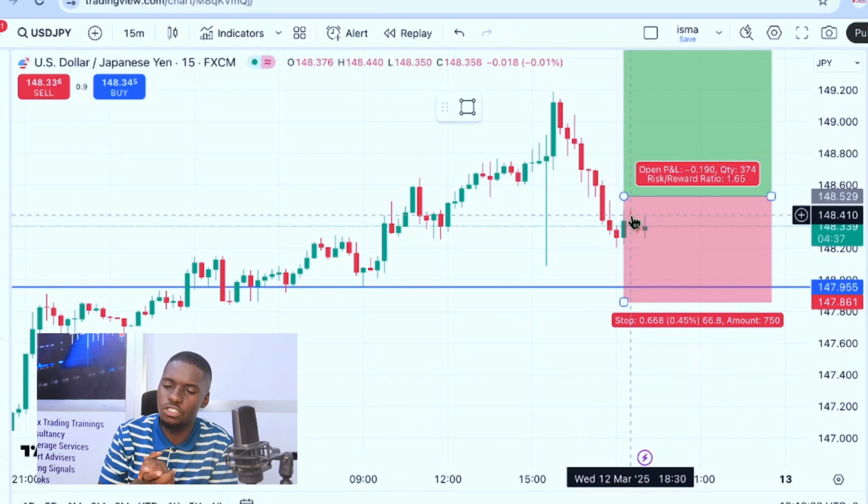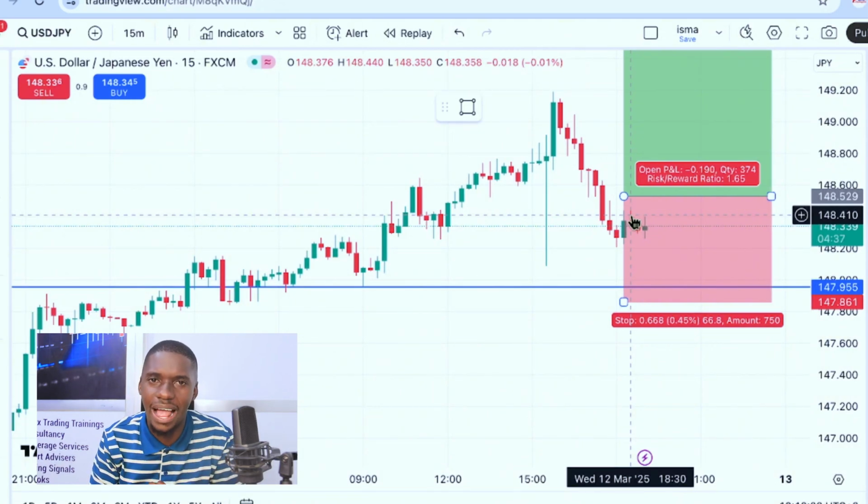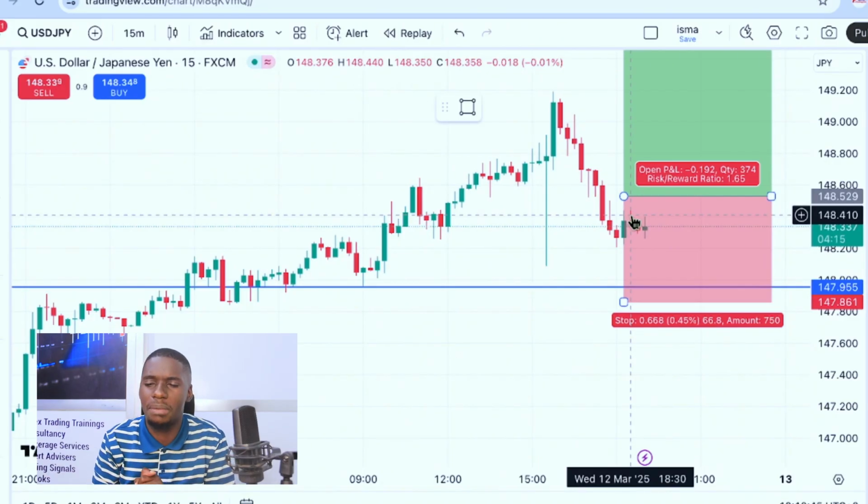So my stop loss has to be below that particular area of interest, which now brings in the reason why I identified this particular line to determine my exit points. And of course, it can as well determine my entry points.